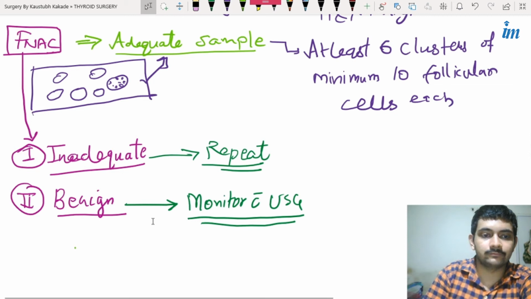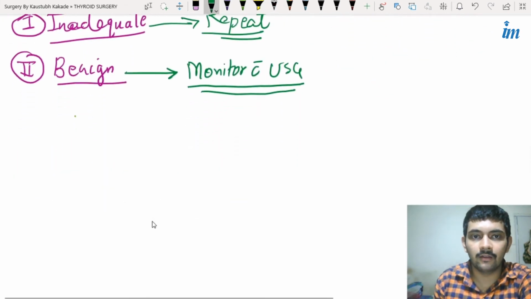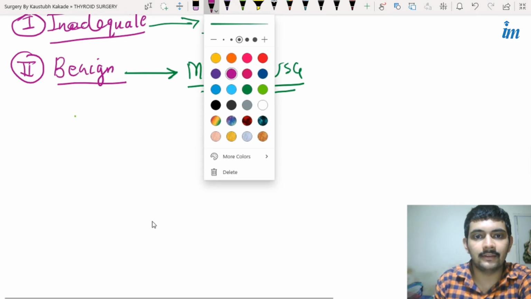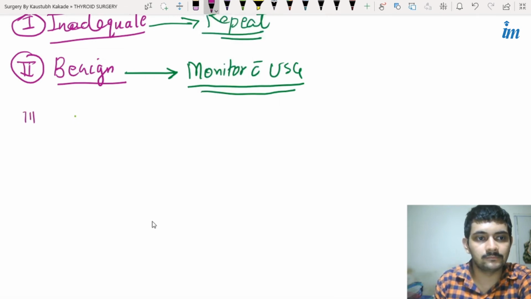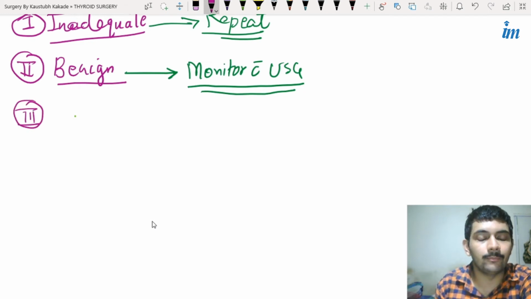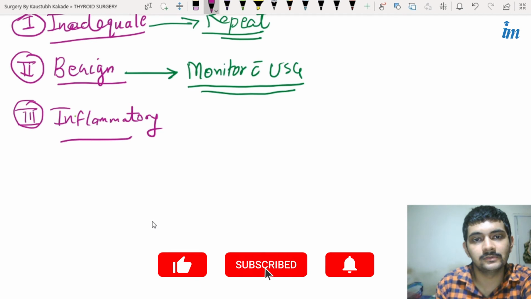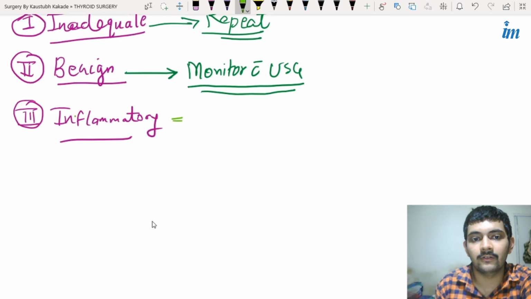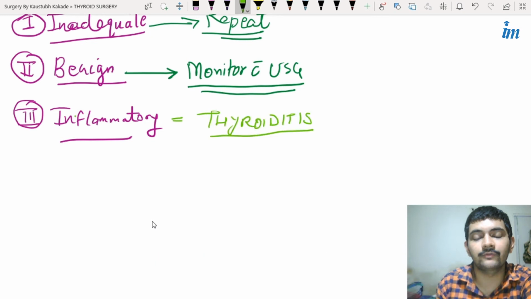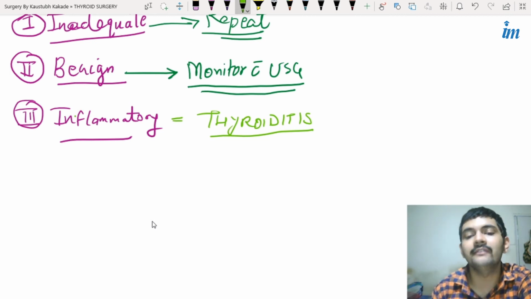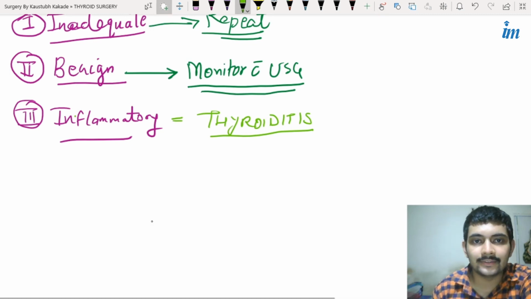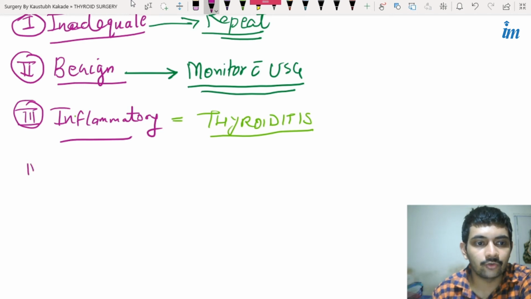Now, the third situation is that you got a sample which states it to be inflammatory. You are seeing inflammatory cells. What could this be? A diagnosis of thyroiditis. We'll discuss thyroiditis in the next video itself. But just to remember, thyroiditis generally is to be managed medically.